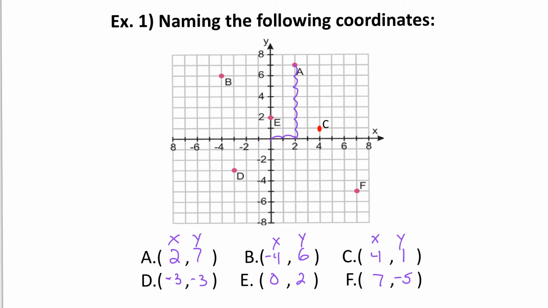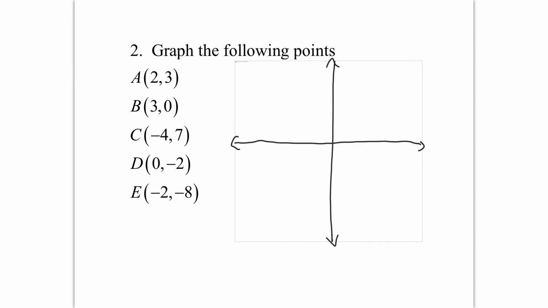Now let's go ahead and graph. So we're going to go the opposite direction. I'm going to give you a coordinate, and you guys will graph the point. Looking at these points, A, B, C, D, and E, notice that we do have an ordered pair, which means that you guys have an x coordinate and a y coordinate. X is the first number, and y is the second number.